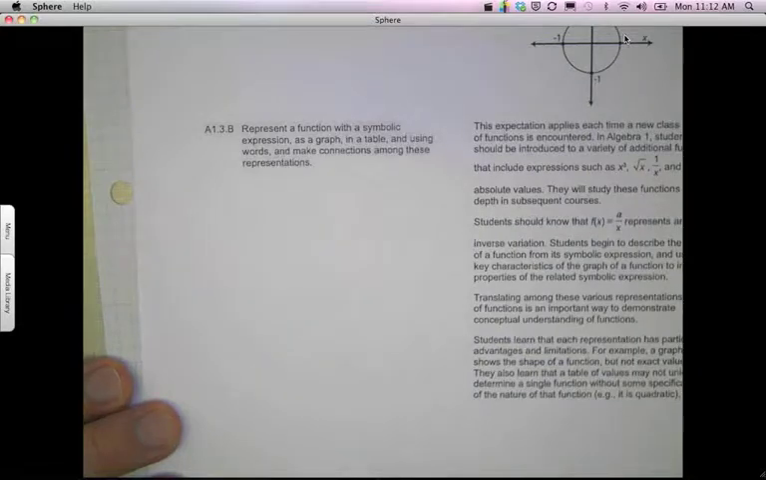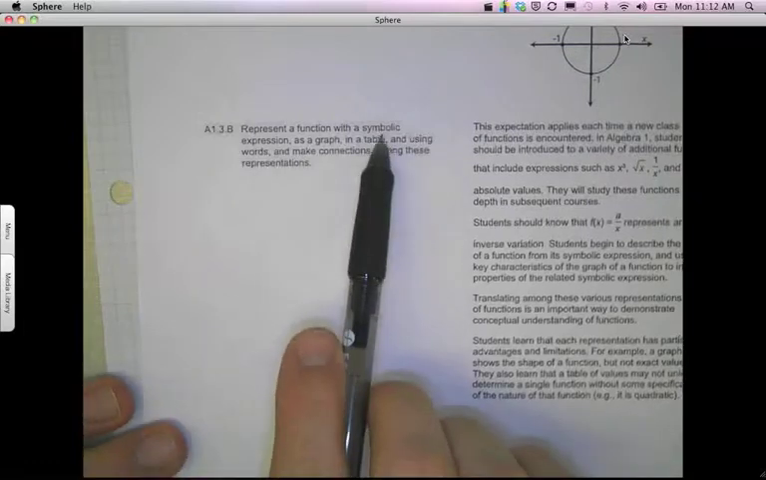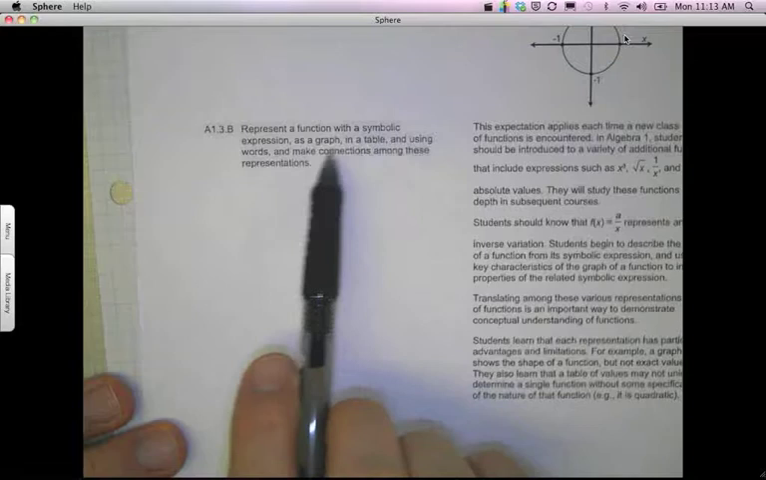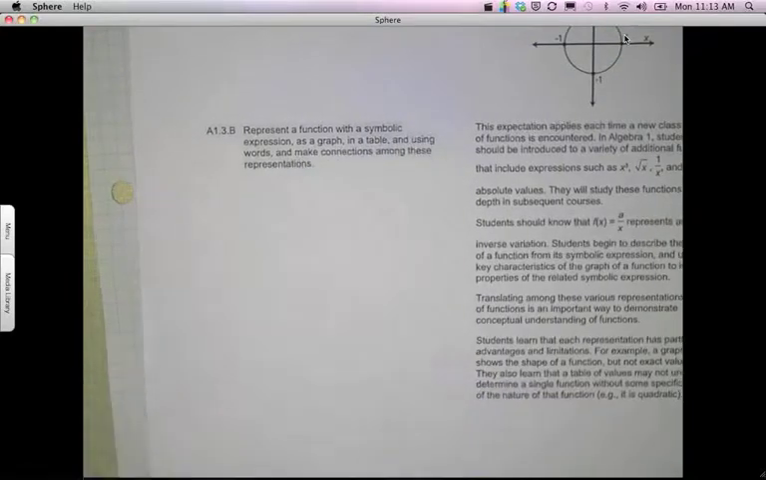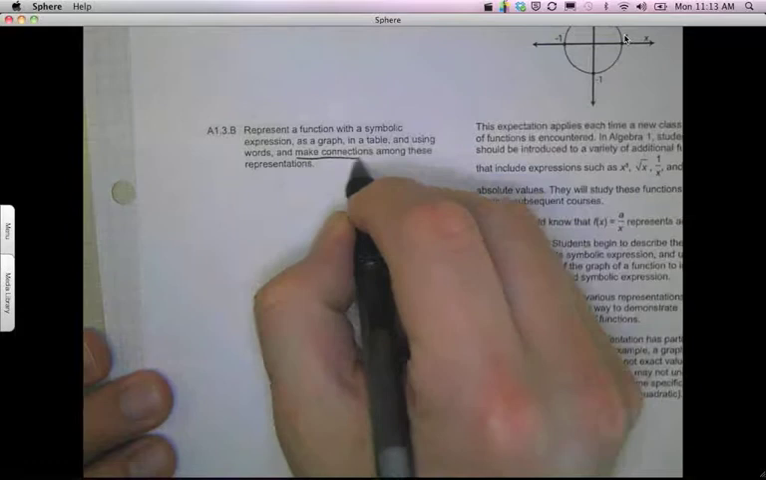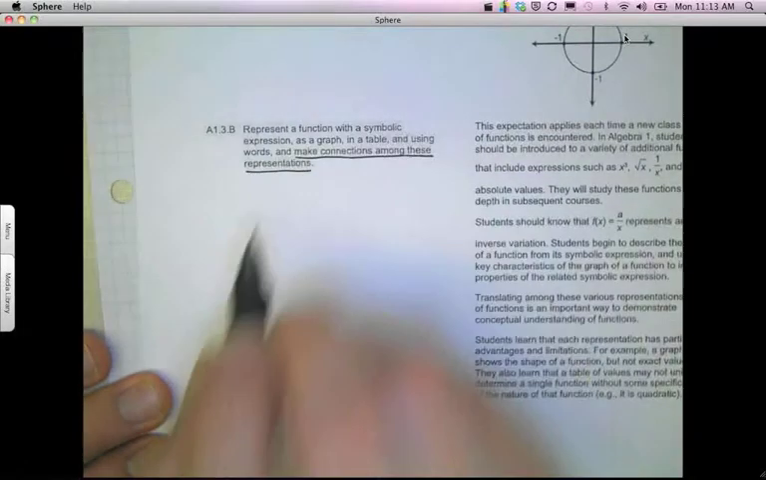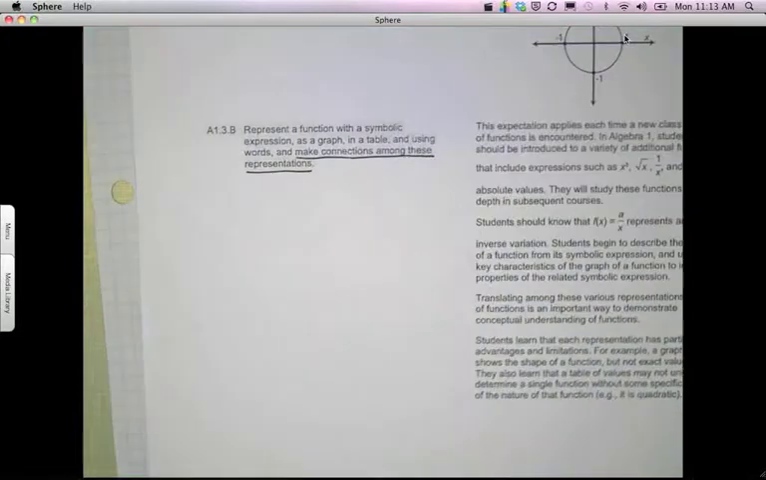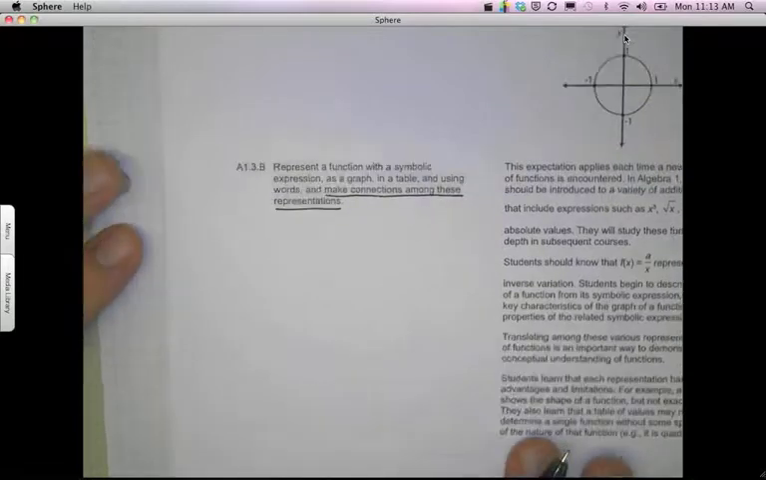It's obviously going to be difficult for me to do every single possible way to make this happen, because there's a lot of things that are happening. You can do it as a symbolic expression, as a graph, in a table, and using words. But the important part, the thing you need to focus on, is to make connections among these representations. The whole point of this standard is not to produce a single equation that you're going to solve, or a graph, or a table, but rather to go between different ways of representing an expression and show how one of those translates into the other. The important part is the connection piece, not the final equation or graph.